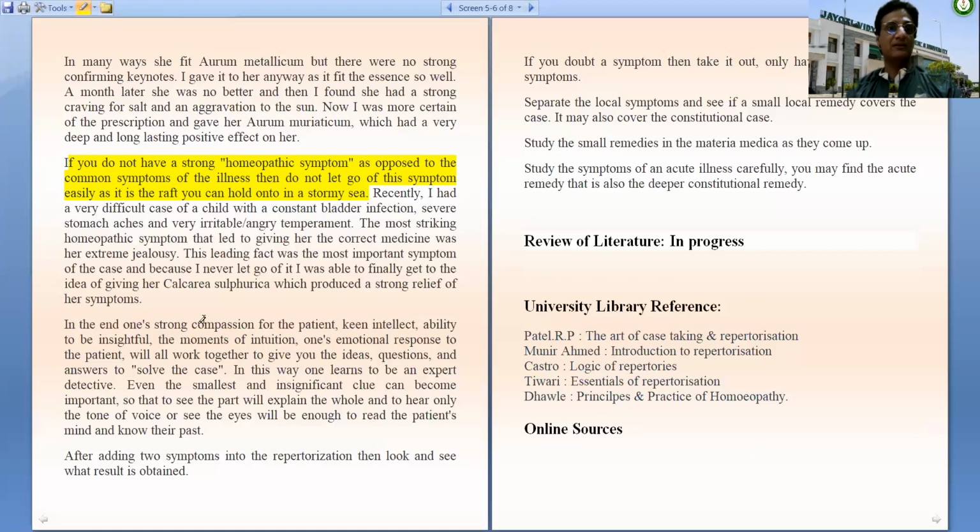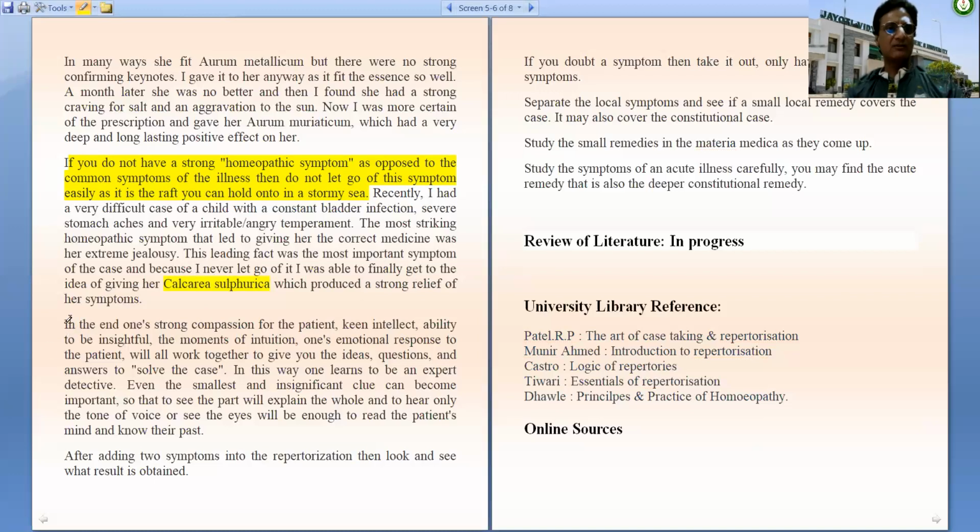For example, a case of pustules, nothing prominent, nothing peculiar in that case. Calcarea sulph was given because the patient was sweating a lot, and that helped such a case a lot. So this is a type of prescribing on common symptoms.